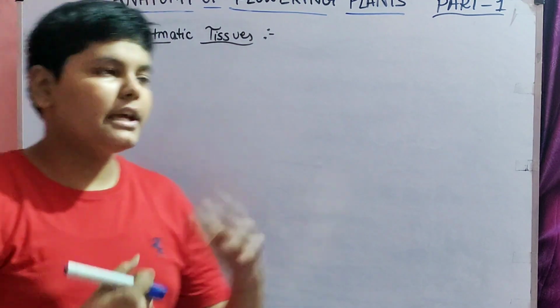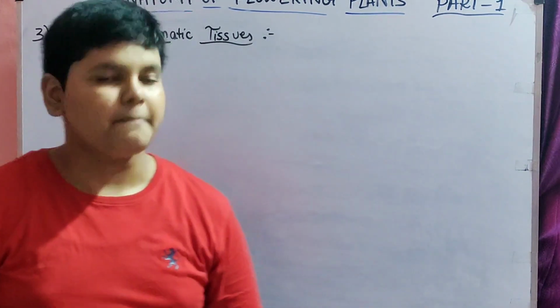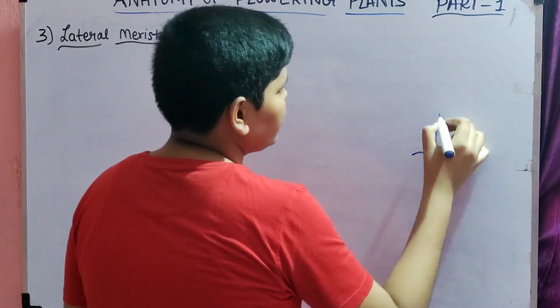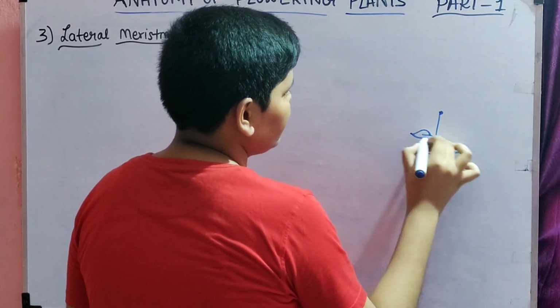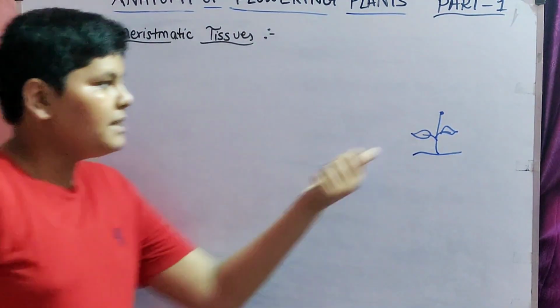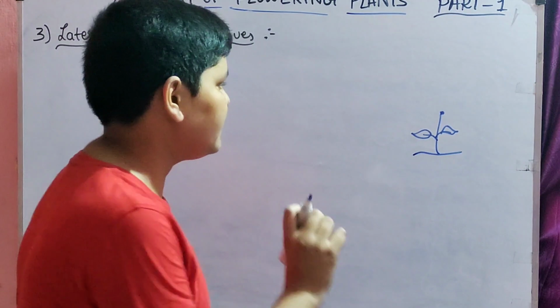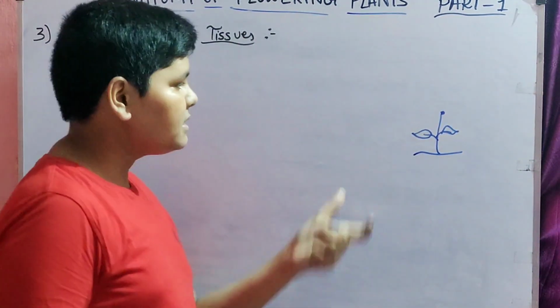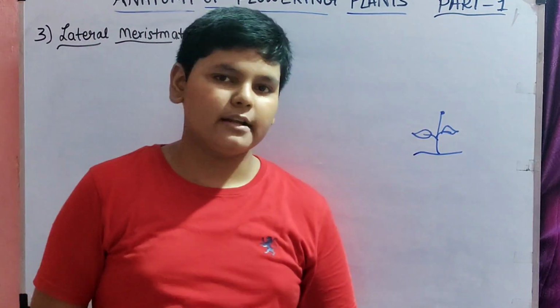Why are they called primary and why are these called secondary? In the start, as we have discussed till now, here is the plant, here is the apical meristem, and here the intercalary meristem. But this is just the primary growth. If you see in this figure, do you find any lateral meristem? No, because in the starting there is no use of lateral meristem.